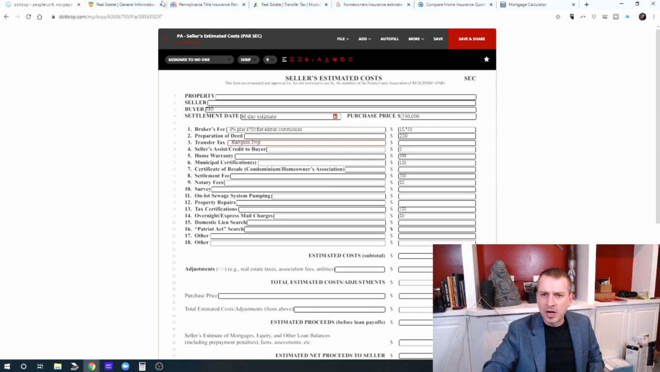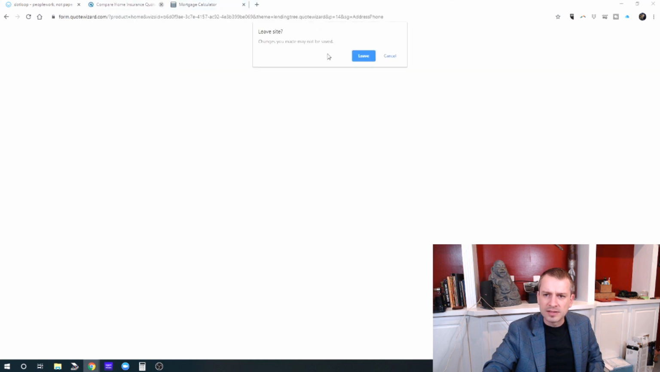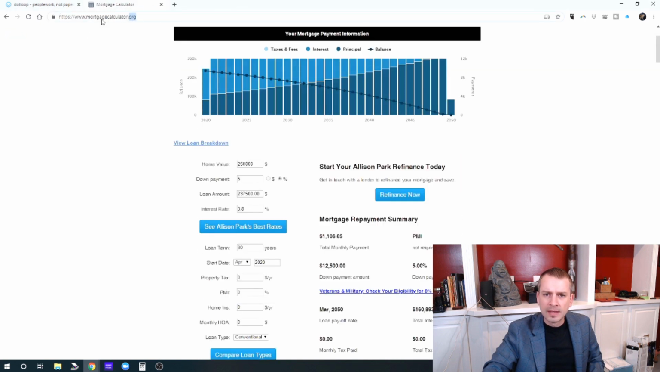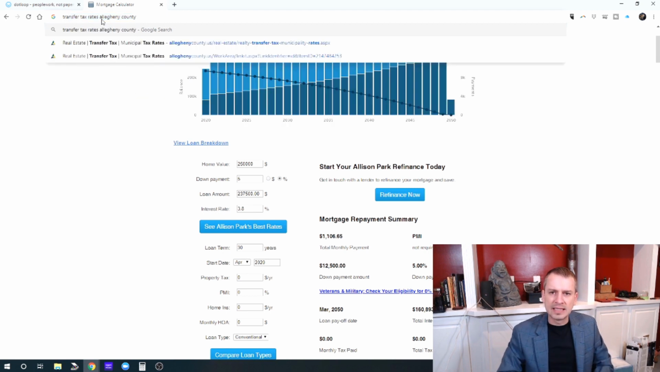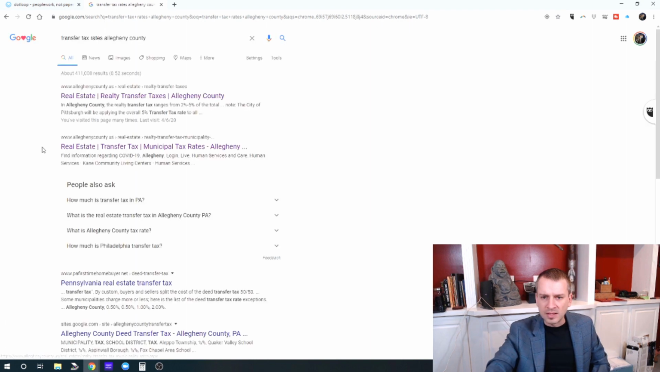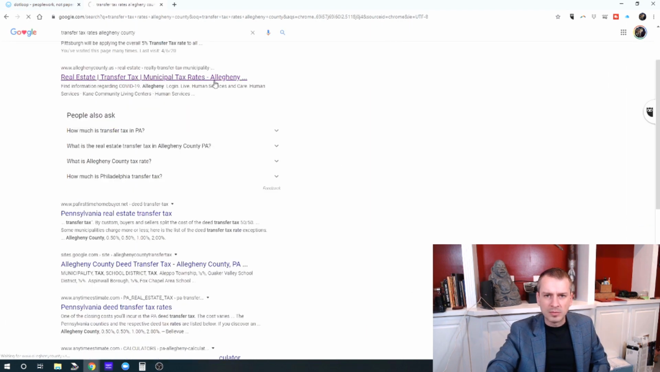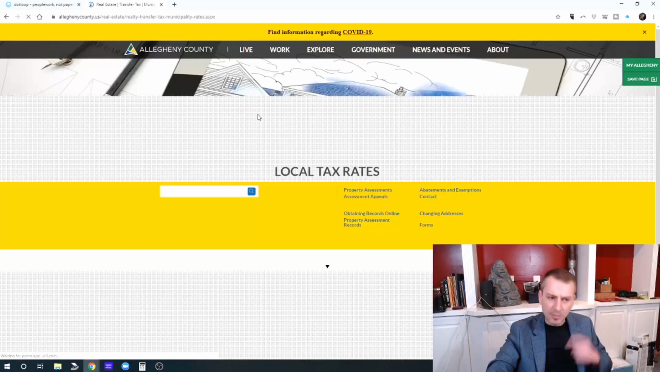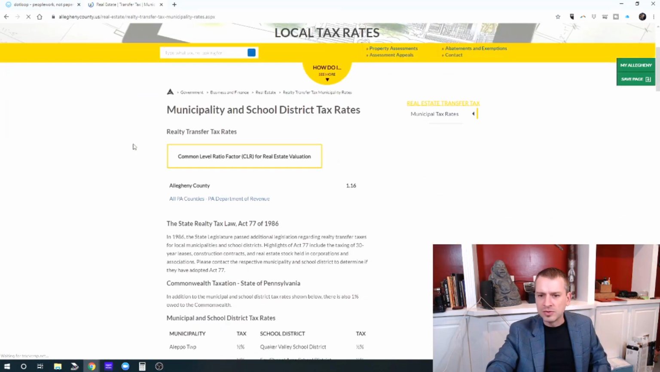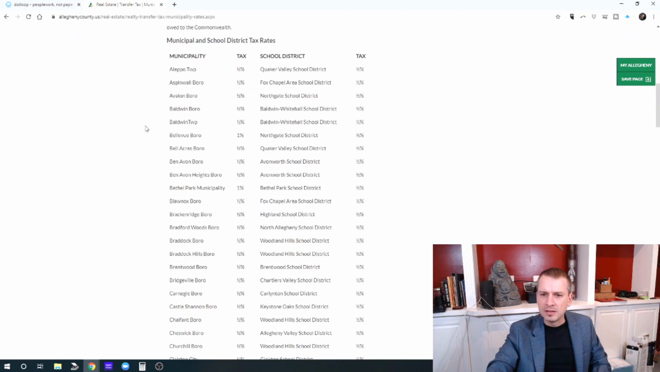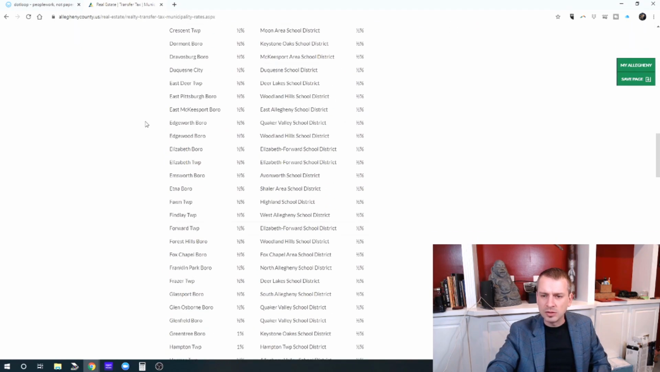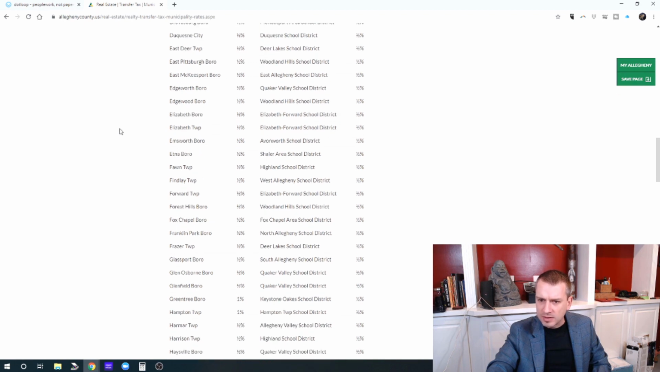Transfer tax. We're going to assume that we're in Hampton Township. I'm going to close these out so you can see how I'm finding this information from scratch. If I want to find out transfer taxes, this is what I do. Transfer tax rates, Allegheny County. See how that pops up there? That's because I search it all the time because I don't remember these. Why remember them when you can look them up? You've only got so much brain space, right? So don't fill it with a whole bunch of useless information that you don't need. Yes, you need transfer taxes, but if you can look them up, why waste brain space?